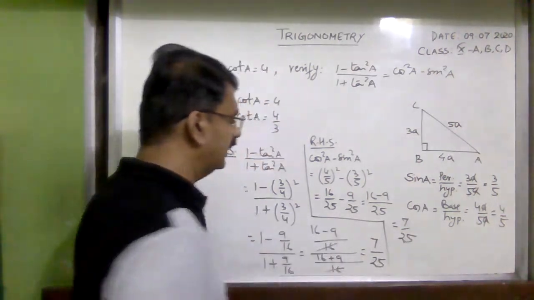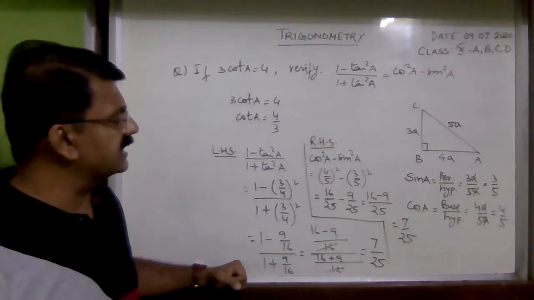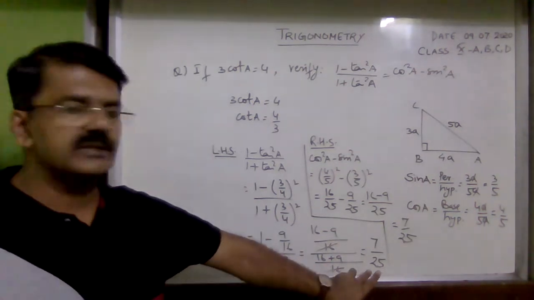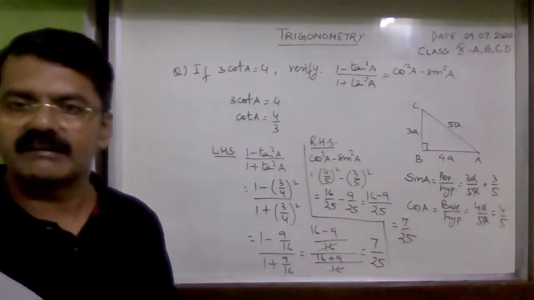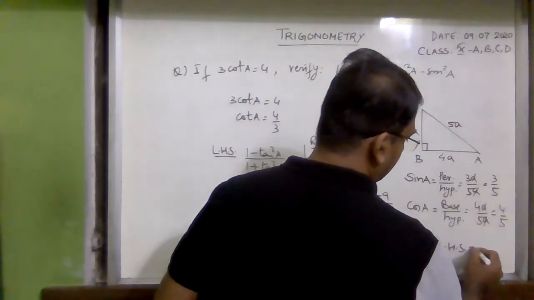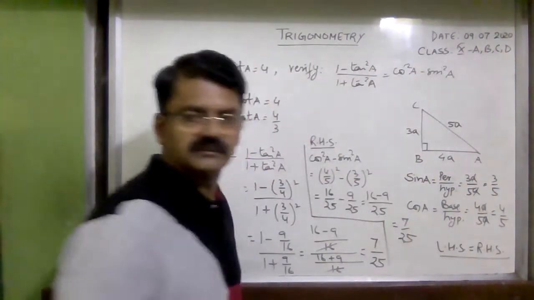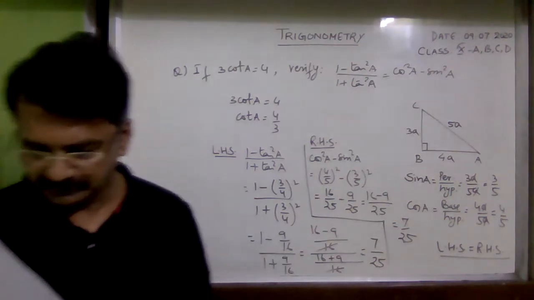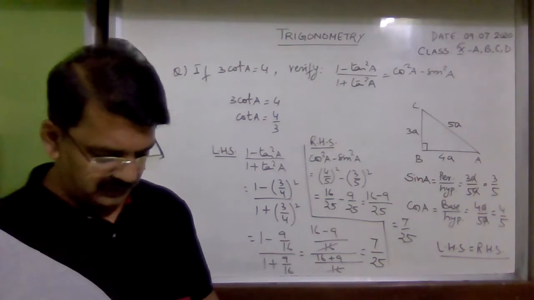So you can see we have verified that in this case left hand side is equal to right hand side, because left hand side was 7 upon 25 and right hand side is also 7 upon 25. So left hand side is equal to right hand side. Okay, clear? So next question.